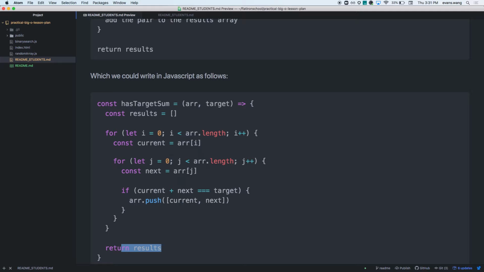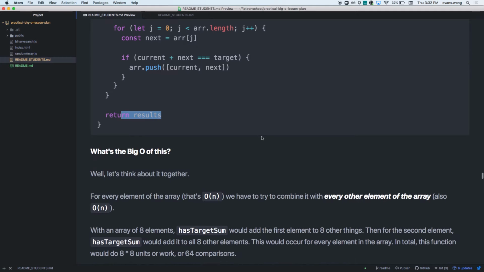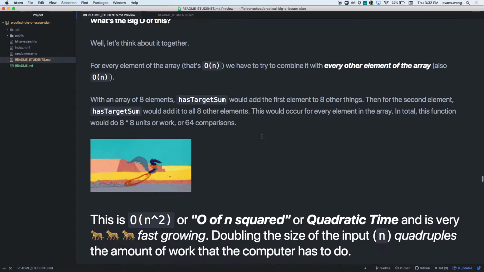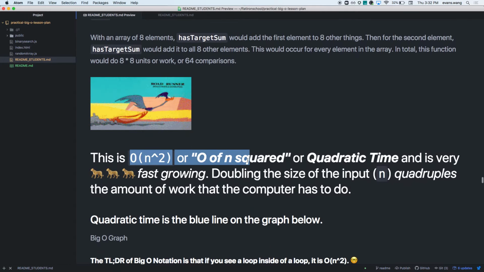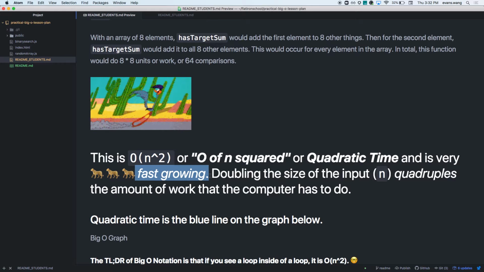It's n times n. However many items there are, I have to go through them all again for every single item. So it's really like n squared, since n times n is n squared. And that becomes what is known as quadratic. Let's actually break this down. If you have O of n squared, it's quadratic time, and this is extremely fast growing.